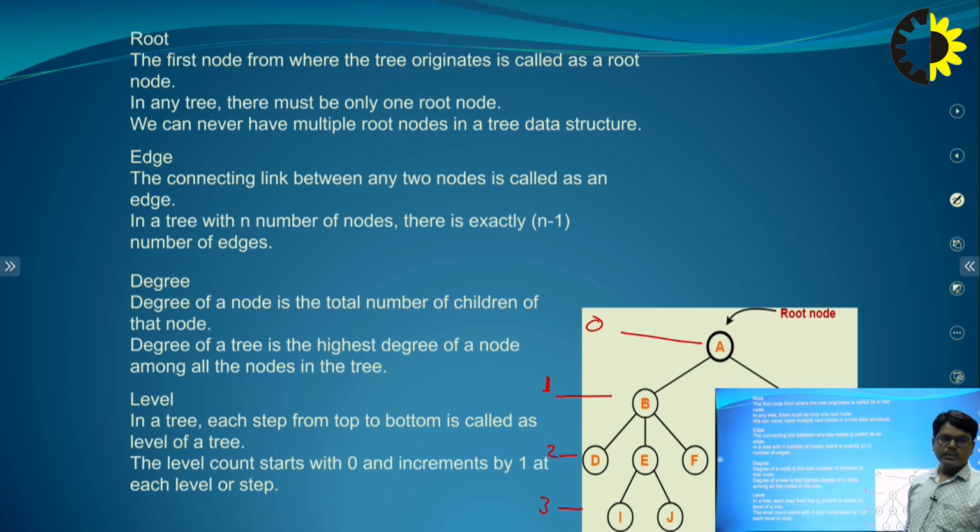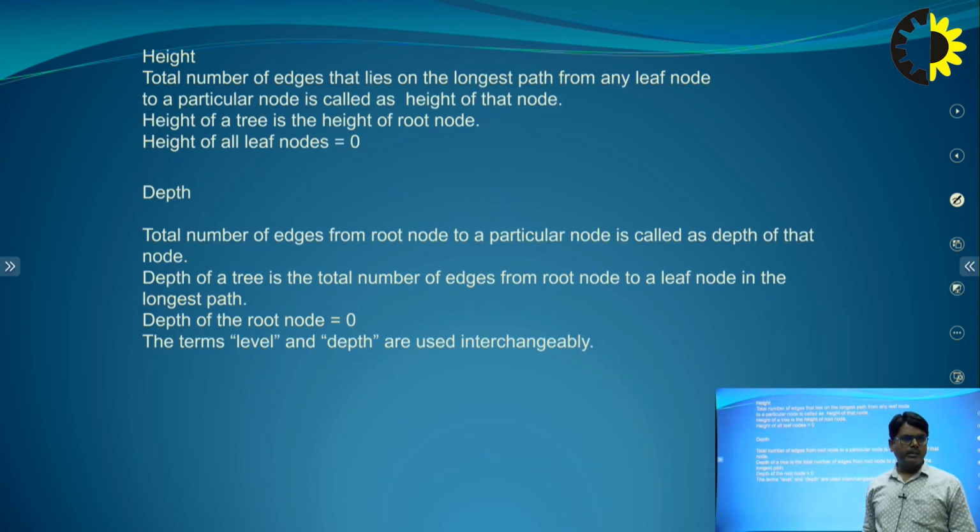The level count starts from 0 and increments by 1 at each level step. This is what I have just now explained here. Height: in order to find the height, we count the total number of edges that lie on the longest path from any leaf node to a particular node.